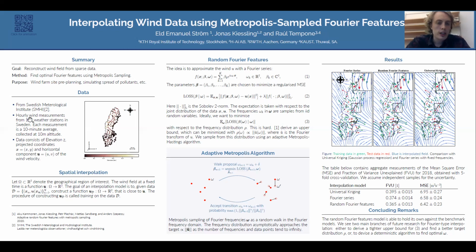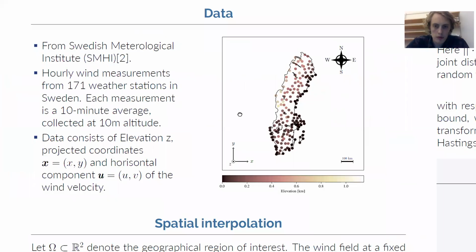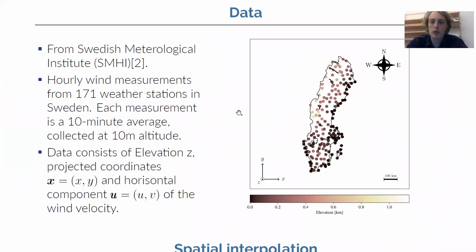All right, so the data that we have access to is a set of data points that come from the Swedish Hydrological and Meteorological Institute. There are 171 stations to be exact that continuously measure horizontal wind speeds. All of the measurements are taken as a 10-minute average, but with hourly frequency. So every hour we have access to a 10-minute average.